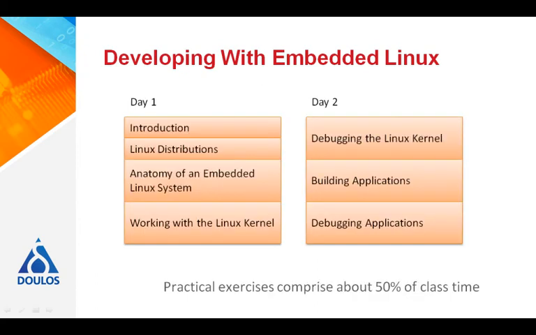Let's now look at the course agenda to give some more details about what you will learn. Once we've introduced the course, we will then go on to look at the possible sources for Linux in your embedded system. Where do you get Linux from? In the anatomy section, we look at the main components of the system and introduce what we will be discussing in detail in the rest of the course.